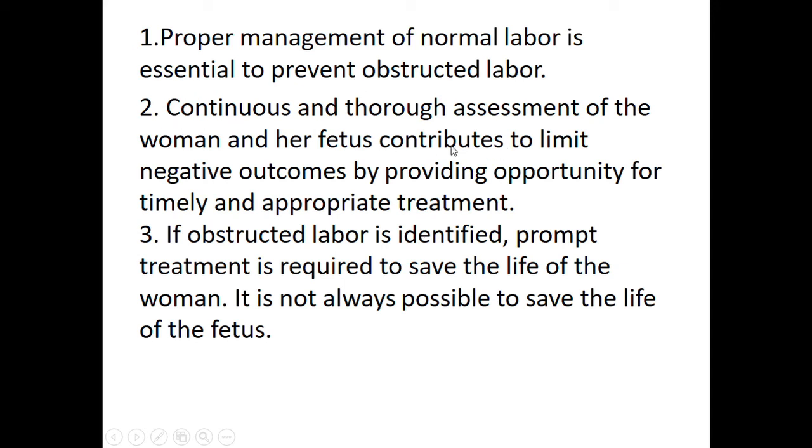Continuous and thorough assessment of the woman and her fetus contributes to limiting negative outcomes by providing opportunity for timely and appropriate treatment. If obstructed labor is identified, prompt treatment is required to save the life of the woman, though it is not always possible to save the life of the fetus.